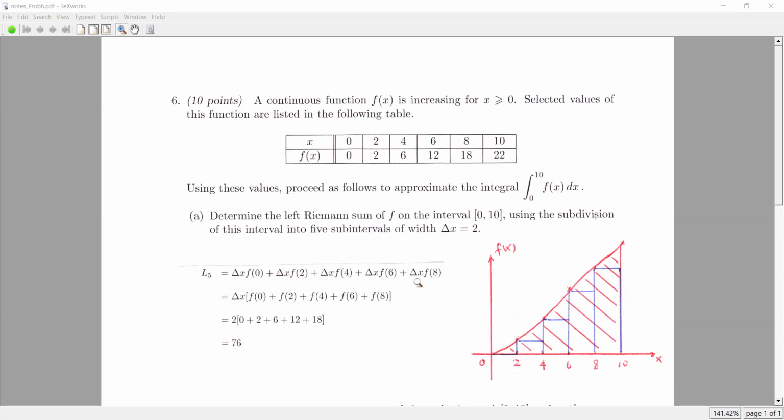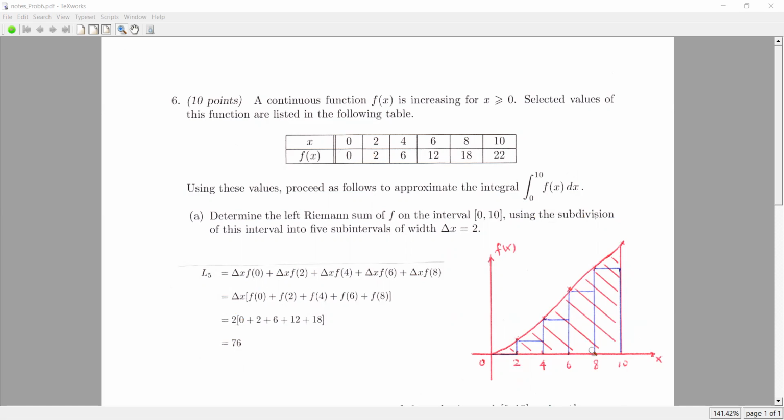To compute this sum, I factor out delta x. Then I have this equation. Delta x is 2. The function values at 0, 2, 4, 6, and 8 can be found from the table. Then I have this equation. This number is 76. So roughly, this integral is 76.